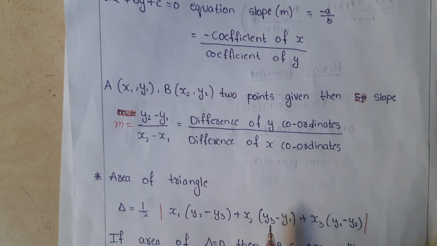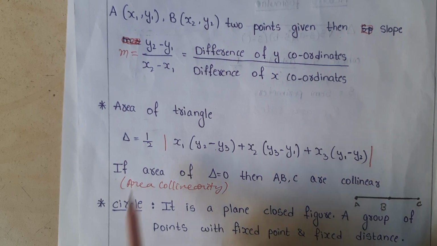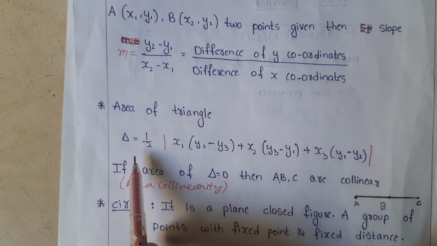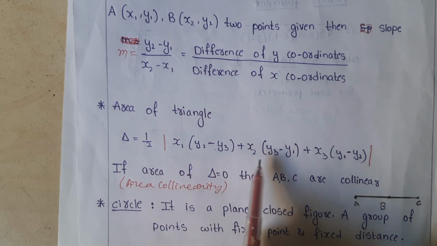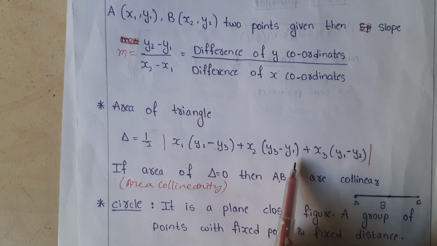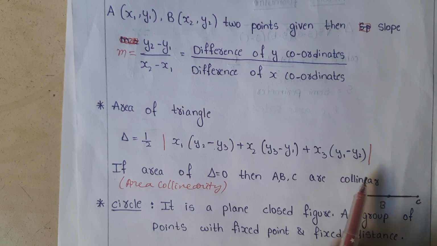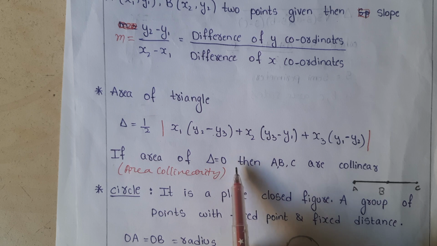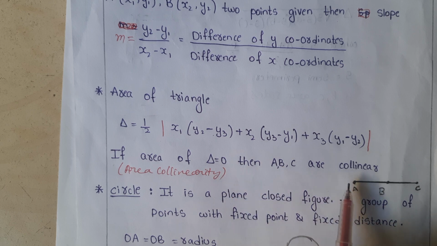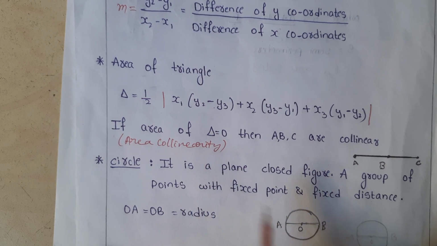You can write these. They are very helpful for the intermediate level, which is why I am giving them. Area of triangle delta is equal to half modulus of x1 into y2 minus y3 plus x2 into y3 minus y1 plus x3 into y1 minus y2, modulus closed. The red mark I kept is the modulus. If the area of the triangle, that is delta, is equal to 0, then A, B, C are collinear. This is called the area condition for collinearity.